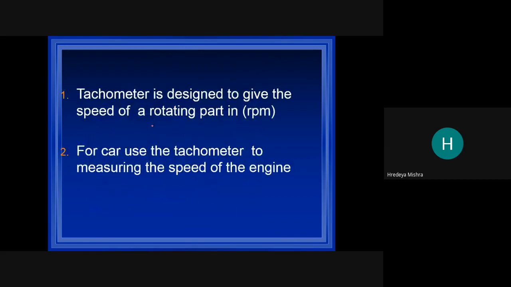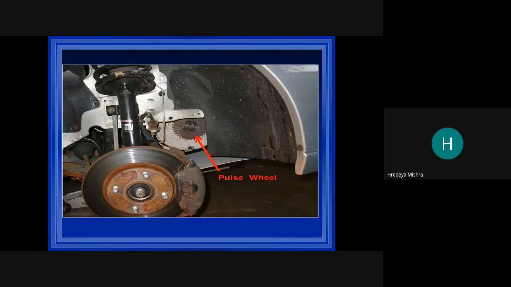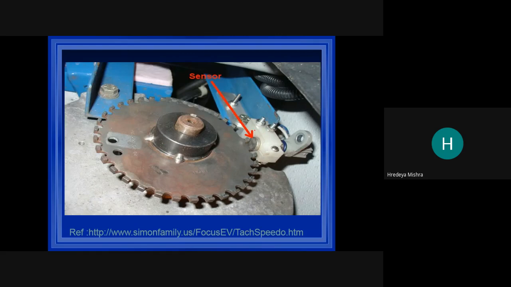The tachometer is designed to give the speed of a rotating part. What is the rotating part? The rotating part is your wheel. In a car, the tachometer is used to measure the speed of the engine. See, the pulse wheel is there. A sensor is attached here, which senses the tapping of this rotor on the top.